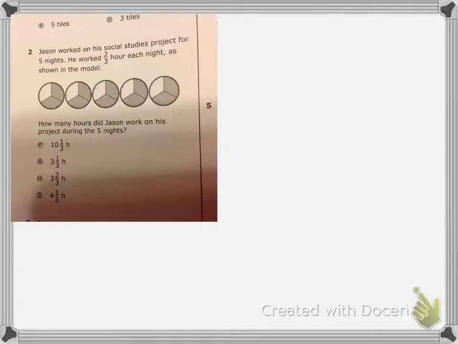Let's look at number 2. Jason worked on a social studies project for 5 nights. He worked 2/3 an hour each night, as shown in the picture. How many hours did Jason work on his project during the 5 nights? Okay, and again, we don't have an "of" here to help us out, but we do know it's multiplication, and we can listen to it to see 5 nights, 2/3 of an hour each night. We could put an implied "of" in there. And so we'd set it up: 5 times 2/3 equals, we turn that 5 into a fraction, and 5 times 2 is 10, very good.